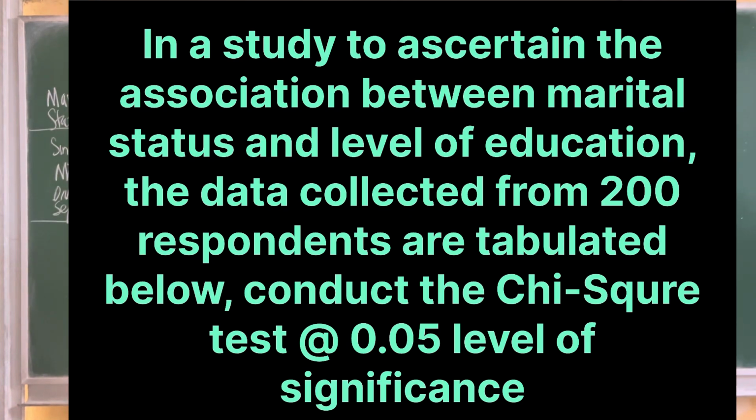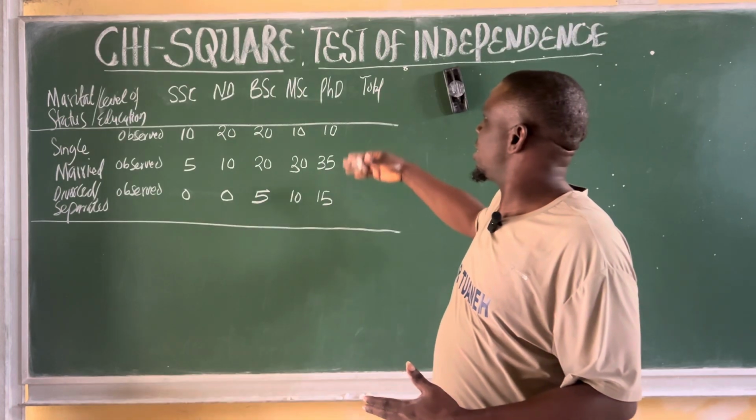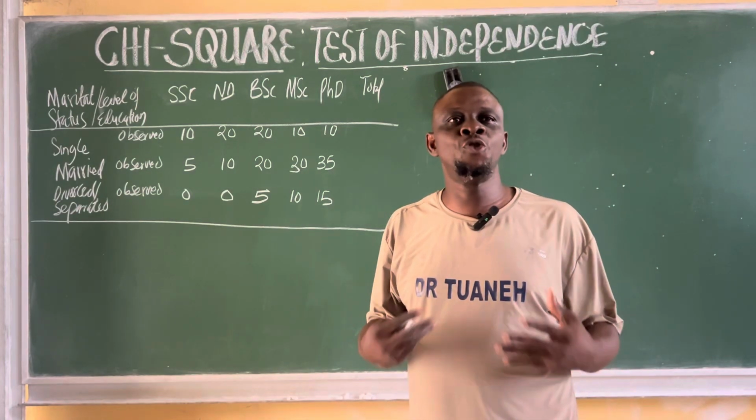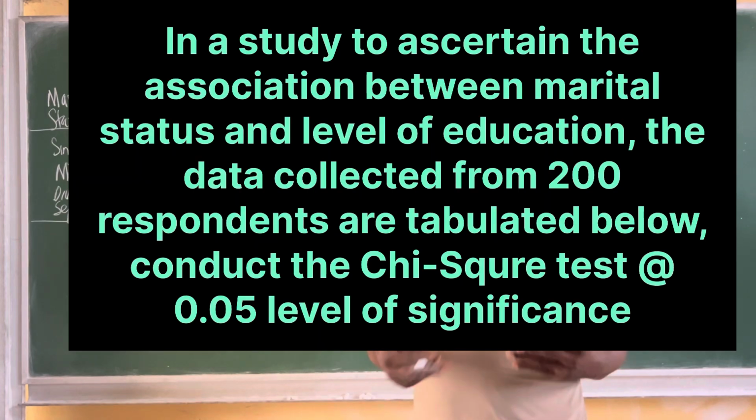In a study to ascertain the association between marital status and level of education, the data collected from 200 respondents are tabulated below. You are required to conduct the Chi-square test at 0.05 level of significance. Now, this question can be a little more explicit than this, to indicate that you conduct the Chi-square test of independence. Unfortunately, it is not in this question.